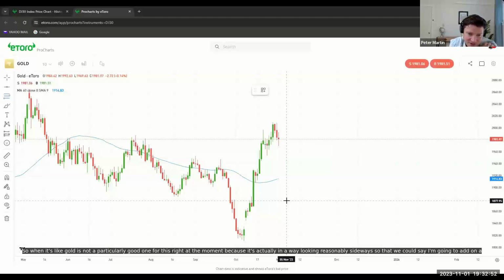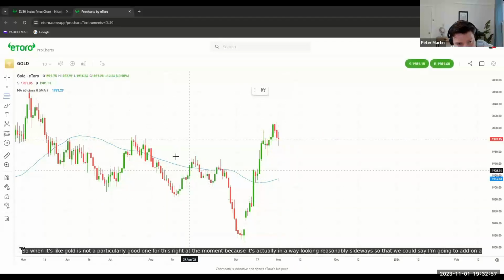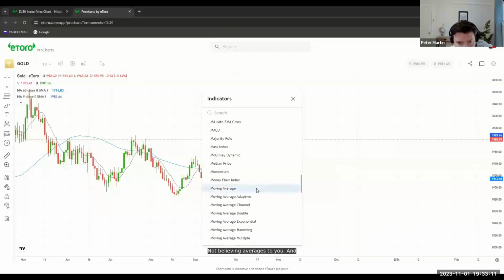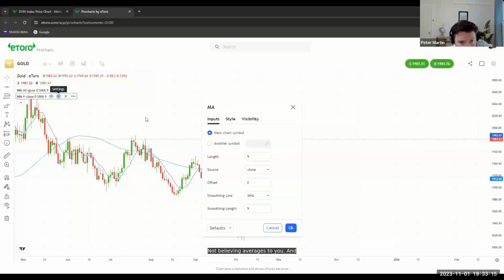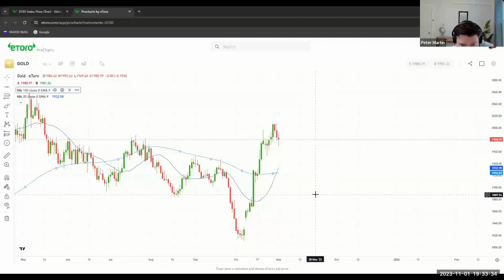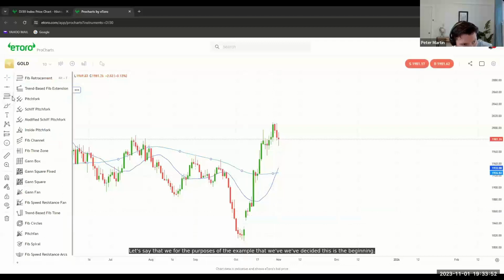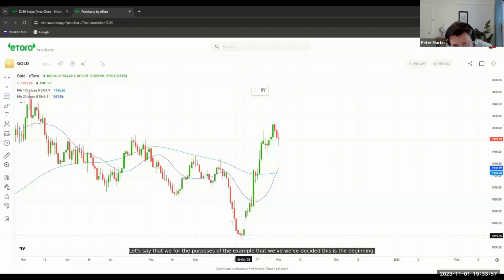So I would say gold is not a particularly good one for this right at the moment, because it's actually in a way looking reasonably sideways. Although we could say, I'm going to add on another moving average. Gold here currently is giving me an indication of an upwards break. Let's say that for the purposes of the example, we've decided this is the beginning of a reversal.